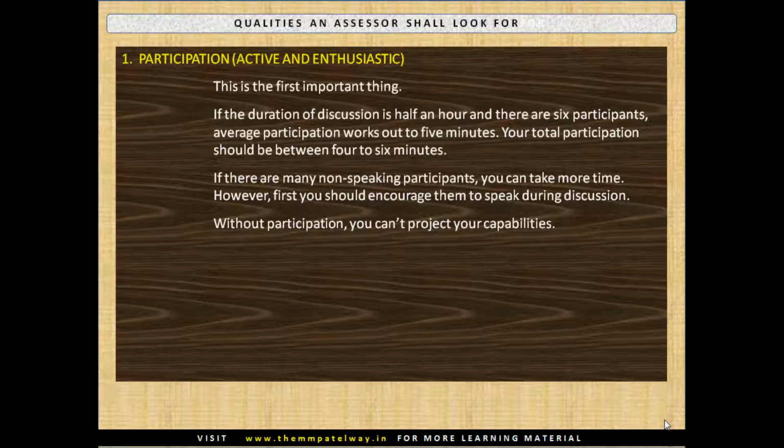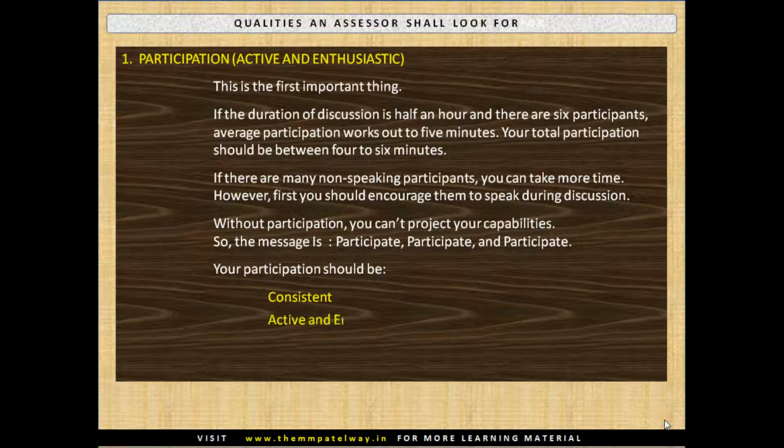You must remember that without participation, you can't project your capabilities. So the message is clear: participate, participate, and participate. Your participation should be consistent. It should not happen that you speak once and speak for a long duration, then you withdraw and don't participate at all. Your participation should be as and when required, and you should project consistency of your participation.